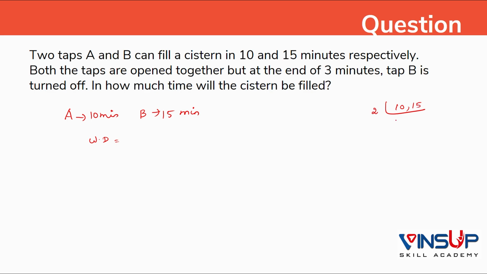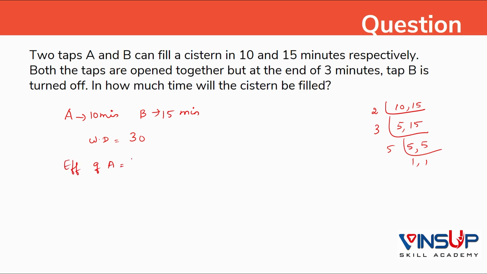So first 2 table: 5 times, 15 will not go, so we keep it. Next 3 table: 5 will not go, so we keep it. Then 5 times, so 5, 1, 1. 2 3s are 6, 6 5s are 30, right? So the LCM of 10 and 15 is 30, which we will take as the work done. Efficiency of A.